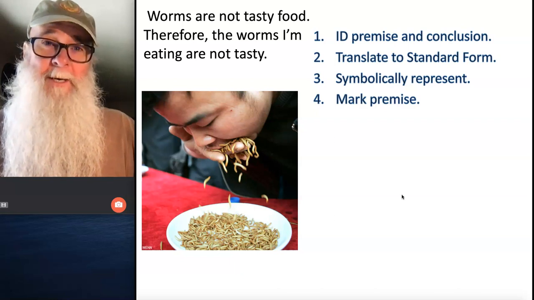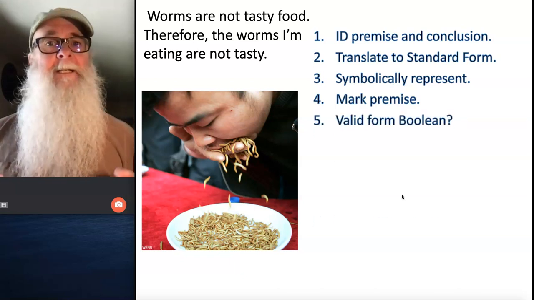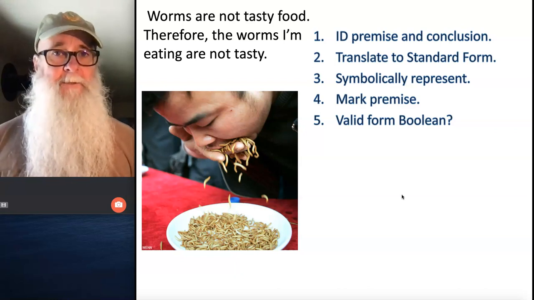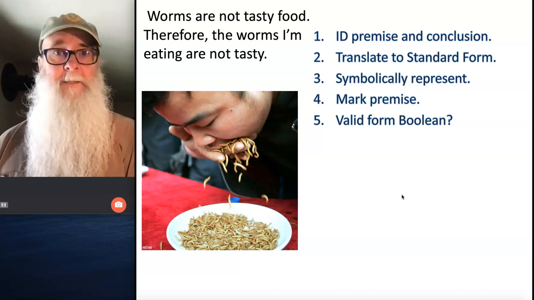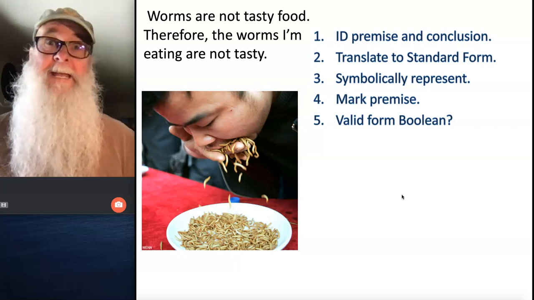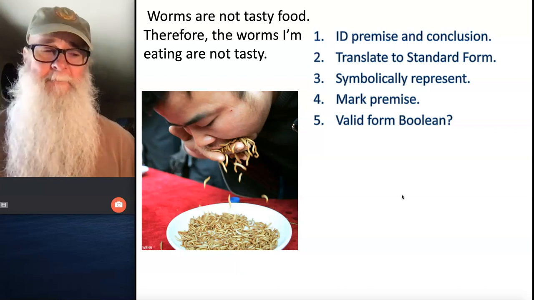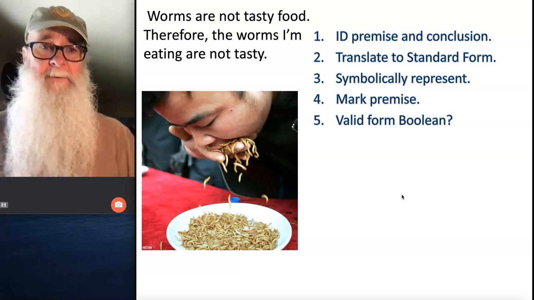Then we're going to mark the premise in our Venn diagram, and we're going to take a step back and look at it to see if it now reflects also the conclusion statement. Because if it does, that tells us the argument is unconditionally valid. In other words, it's valid from the Boolean standpoint, and it's valid from the Aristotelian standpoint, because any argument valid from the Boolean standpoint is also valid from the Aristotelian standpoint.